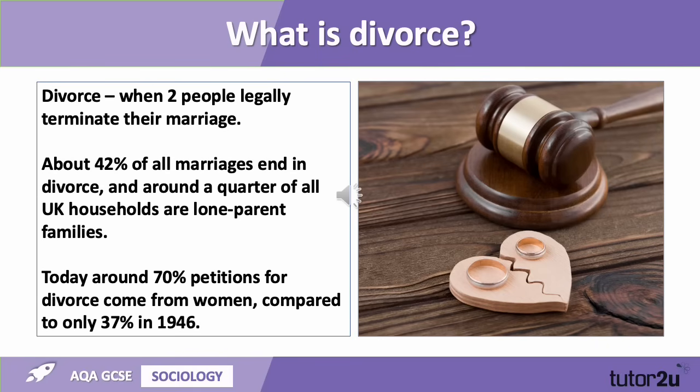Divorce is a process by which 2 people legally terminate their marriage. Since the Divorce Reform Act, the number of divorces in the UK has risen dramatically, but as the number of marriages declines and people choose to get married later in life, this trend has begun to subside. Despite the current decline in divorce rates, divorce has become more commonplace as part of contemporary family life. About 42% of all marriages end in divorce, and around a quarter of all UK households are lone parent families.